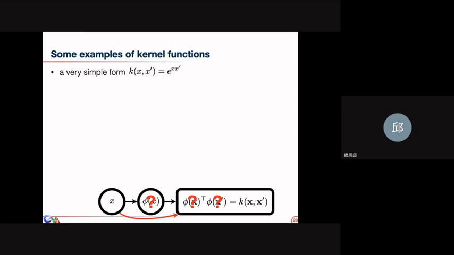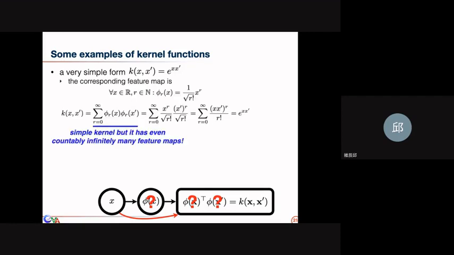But now let's see what the corresponding feature map is for such a simple kernel function. The corresponding feature map is computed this way. You can see this formulation is actually quite complicated. So x here is your data point in the data space.